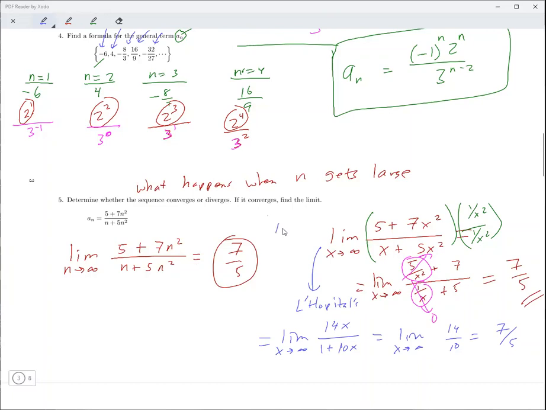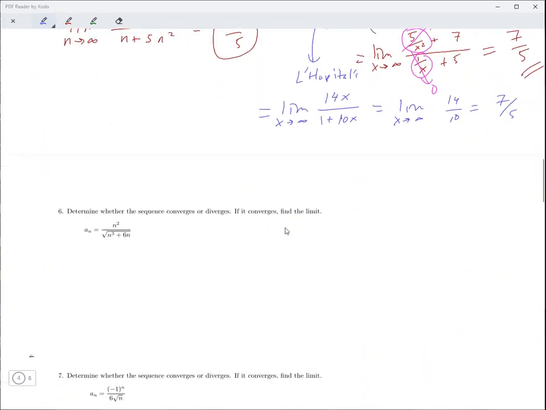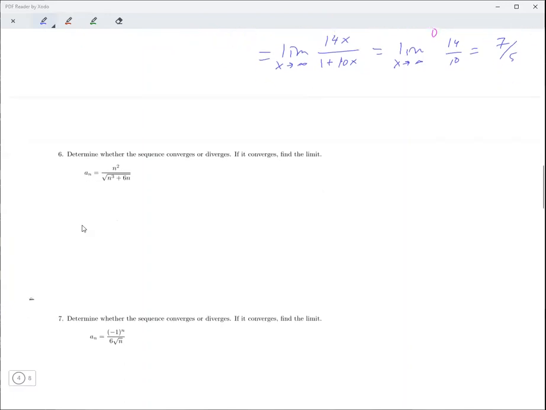Okay, let's move on. Number 6, determine whether the sequence converges or diverges. If it converges, find the limit. Okay, so here we have a different one. We have n squared over the square root of n cubed plus 6n. Anybody want to guess what's going to happen here?